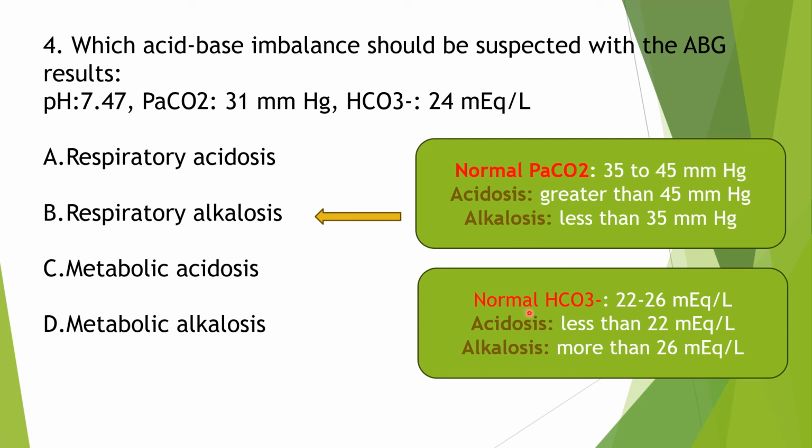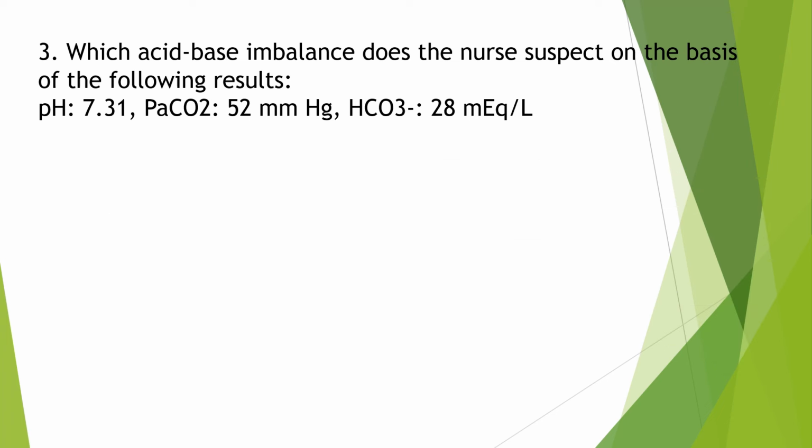If you see the bicarbonate value, the normal is 22 to 26 milliequivalent per liter. If it is less than 22 milliequivalent per liter, that is acidosis. And if the bicarbonate is more than 26, that means base is more, that is alkalosis. So you have to understand this basic concept, then this acid-base imbalance unit is very easy for you. Which acid-base imbalance does the nurse suspect on the basis of the following result?